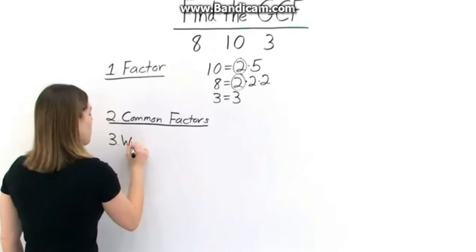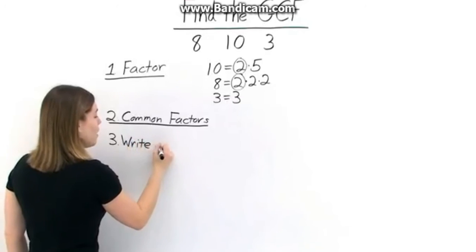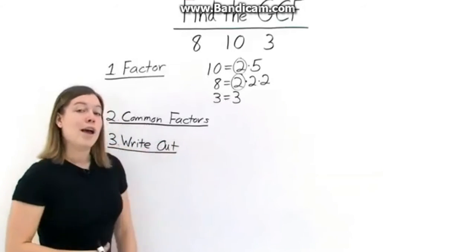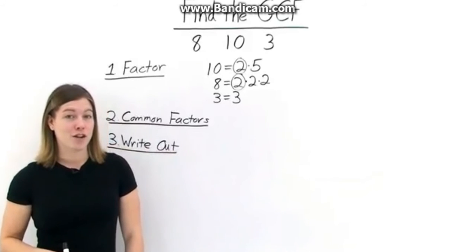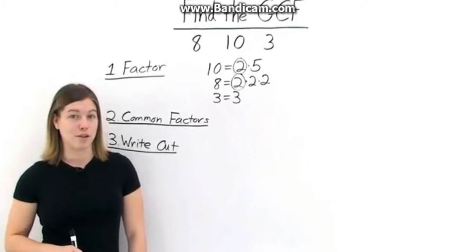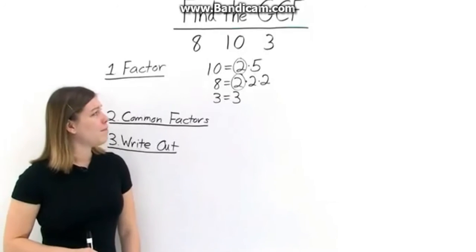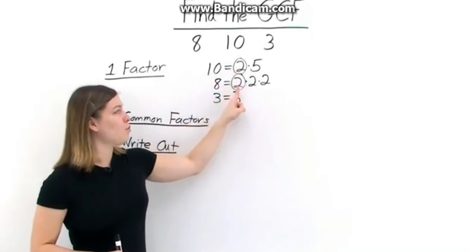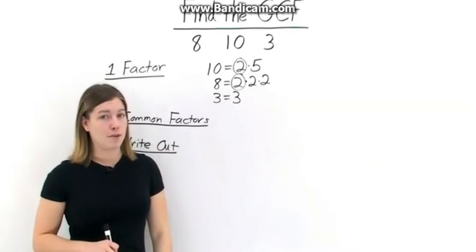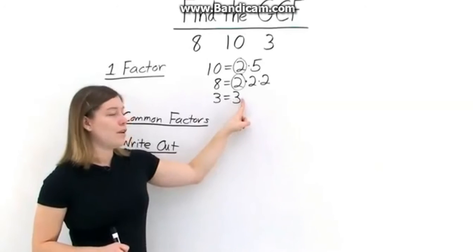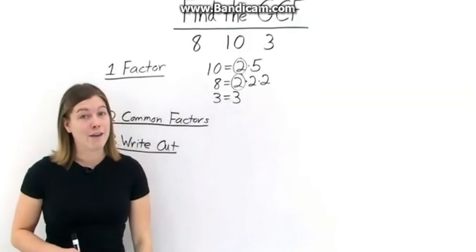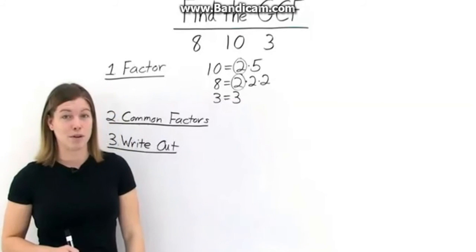In step 3, we want to take the common factors and write each one of them once. In this case, to be a common factor, it has to be a number that is shared by all 3 of our original numbers. Well, 2 is a common factor between 10 and 8, but it's not a common factor between all 3 numbers because there is no 2 in the factorization of 3. So in this case, we do not have a common factor among these 3 numbers.